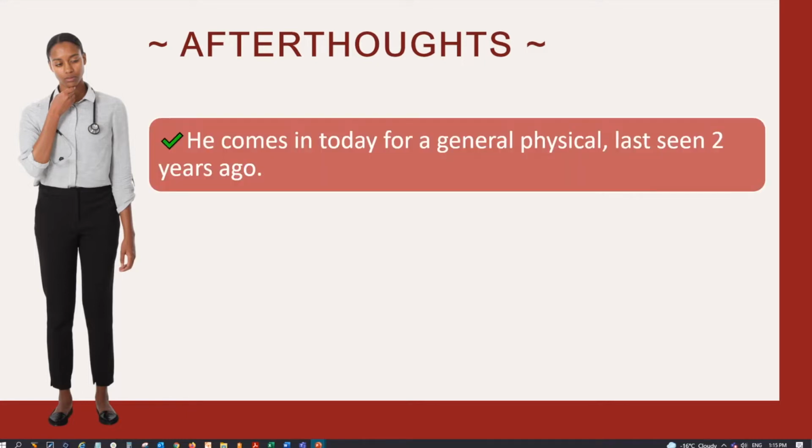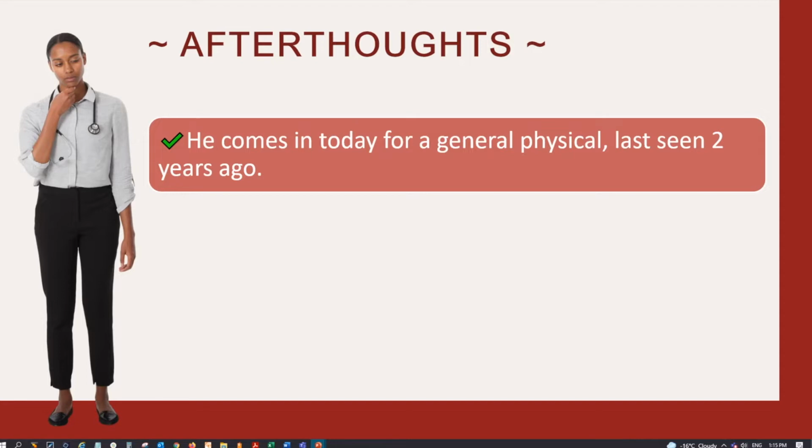So, okay, afterthoughts. This is added information coming after your basic complete sentence. And again, like your interrupting element, it's added information, can't stand alone as a complete sentence, and it's not essential to the meaning of the sentence.